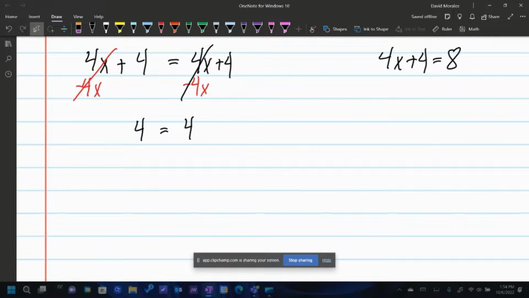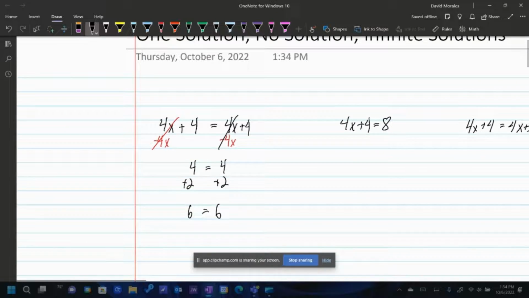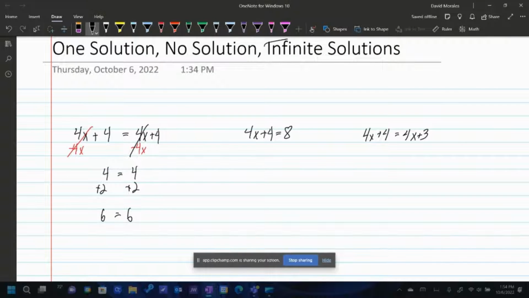Now it is very true that 4 equals 4. If I were to add 2 to both sides, I would get 6 equals 6. It doesn't matter what I do to both sides, this will always be true. And so therefore this categorizes as infinite solutions.